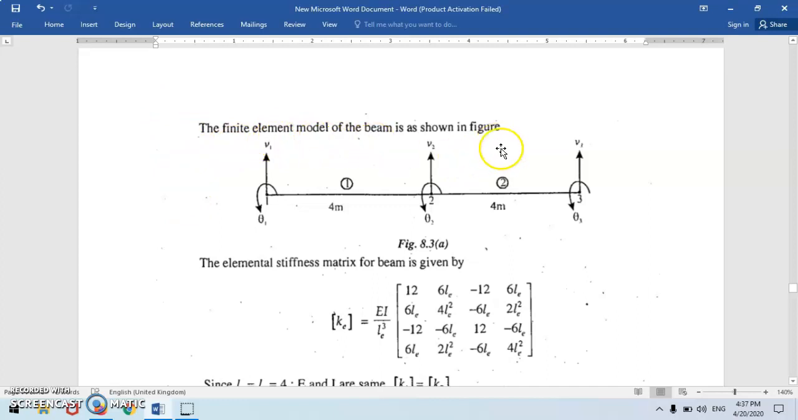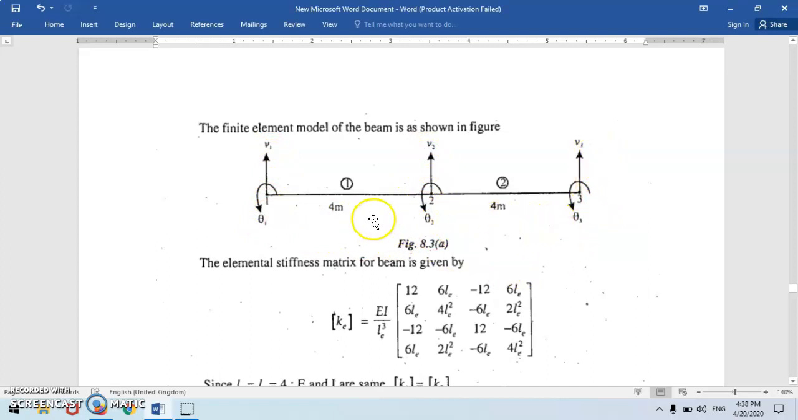So if you see the previous problem or this present problem, there is a fixed support here, and from the fixed support 4 meters towards the right side there is a roller support, and another 4 meters towards the right there is another roller support. The names we can give are v1 theta 1, which is the deflection and rotation. Similarly here v2 theta 2, v3 theta 3.